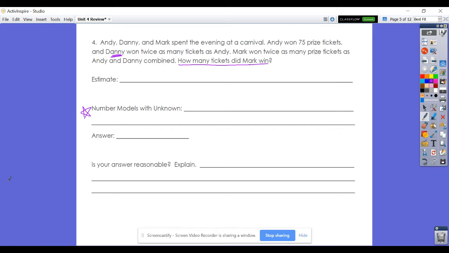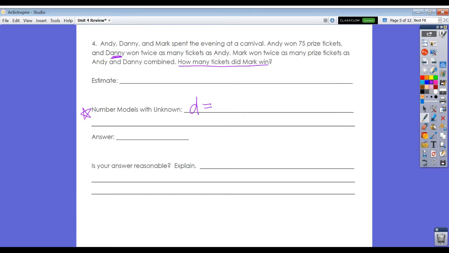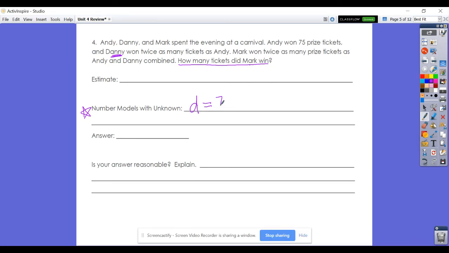So my first number model is going to be Danny's tickets. I'll call that D for Danny equals, and let's see, Andy won 75 prize tickets. Danny won twice as many tickets as Andy. So do you know what problem you would set up? Right, 75 times 2. Now you could do that traditional multiplication or partial products. I'm going to break it up.